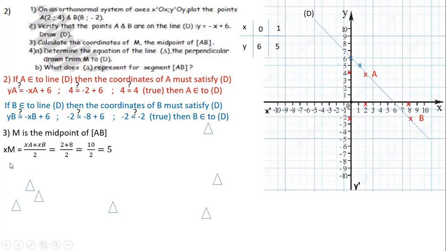Also, what is the rule of the ordinate of M? YA plus YB over 2. Bravo. YA is 4 plus YB is negative 2, so I replace it in this way. Positive times negative is negative, so 4 minus 2 is 2. 2 over 2 is equal to 1.